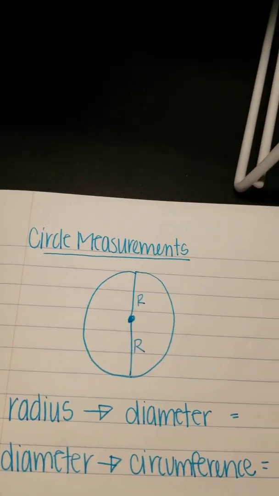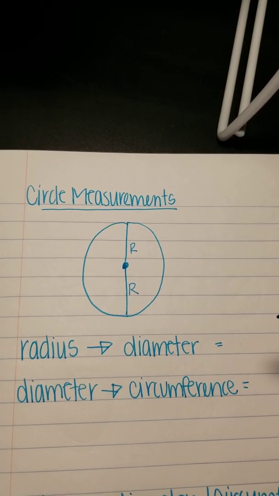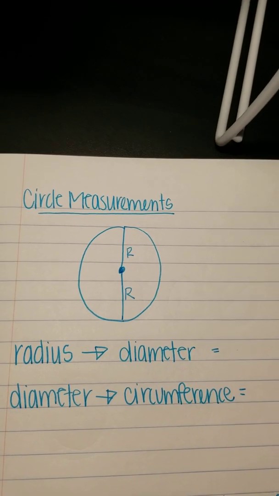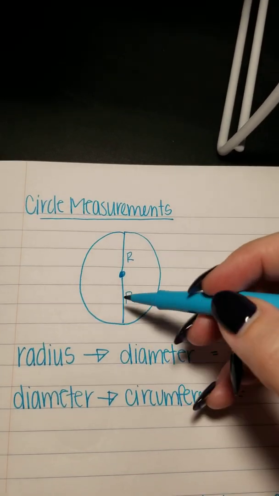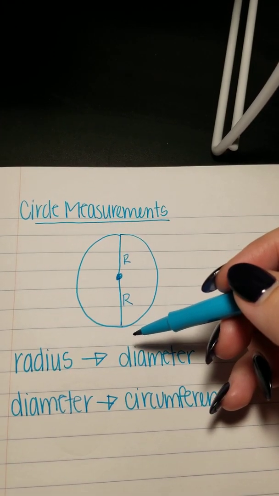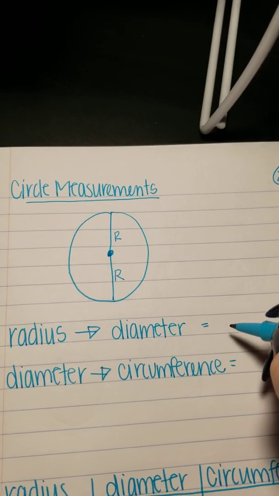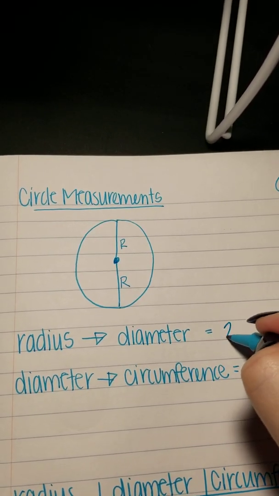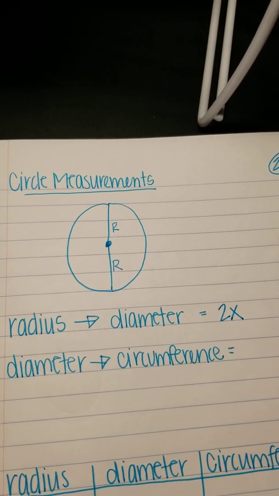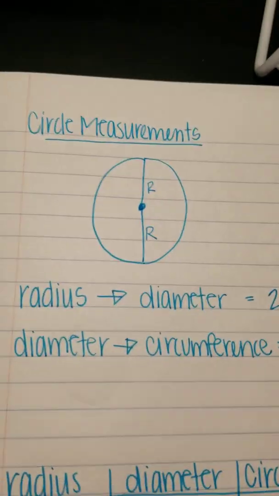So if I give you the measurement of a radius, let's say it's 1 inch, you can find the diameter because this would be 1 and this would be 1. I can add, or to go faster, I can multiply. So going from radius to diameter, I'm multiplying by 2. The diameter is 2 times the size of a radius.